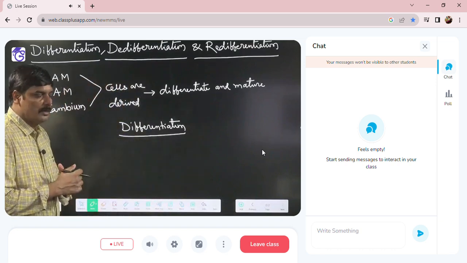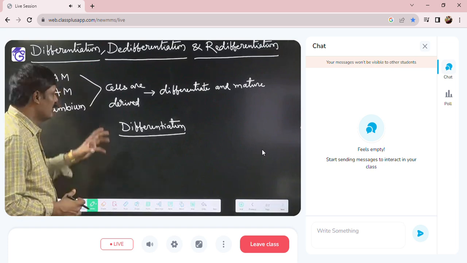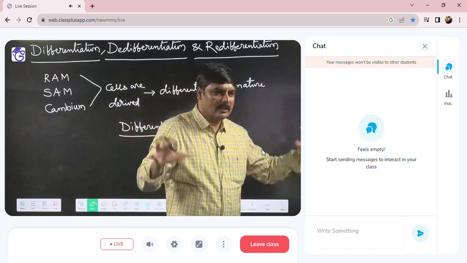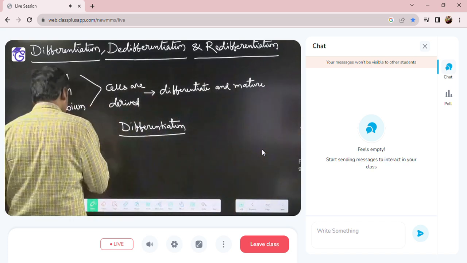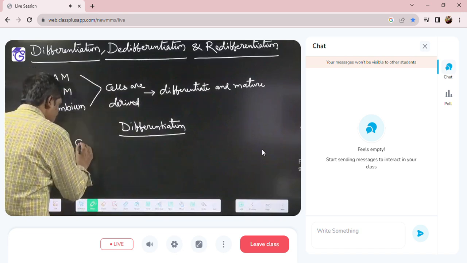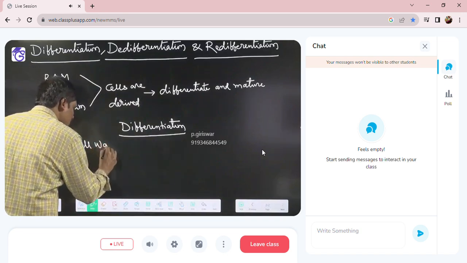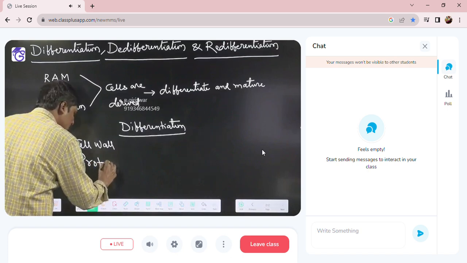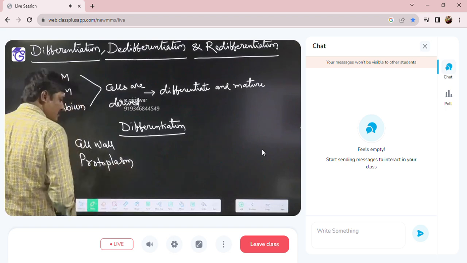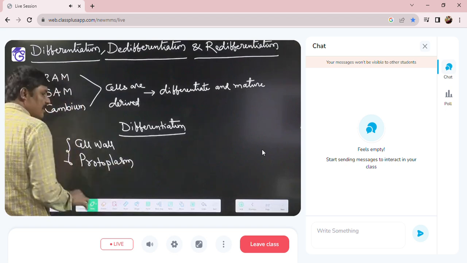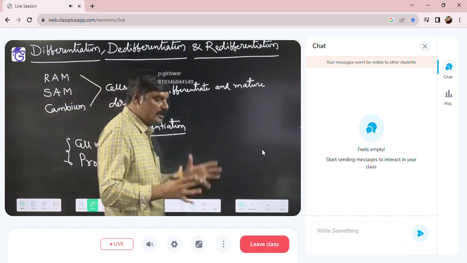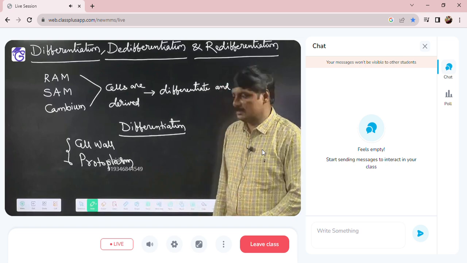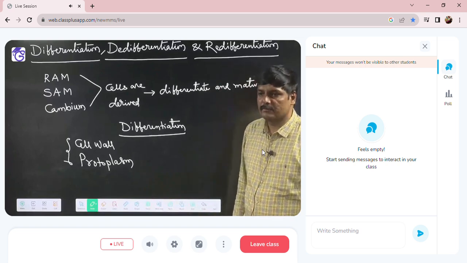Understand, students? During this process, the cells undergo several changes. The changes include changes in the cell wall and changes in the protoplasm. So major changes take place. Changes occur in the cell wall, changes occur in the protoplasm.